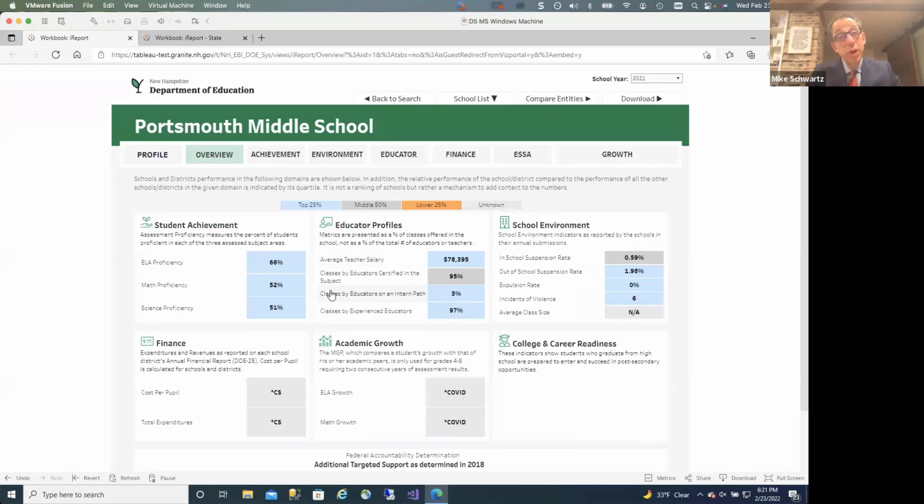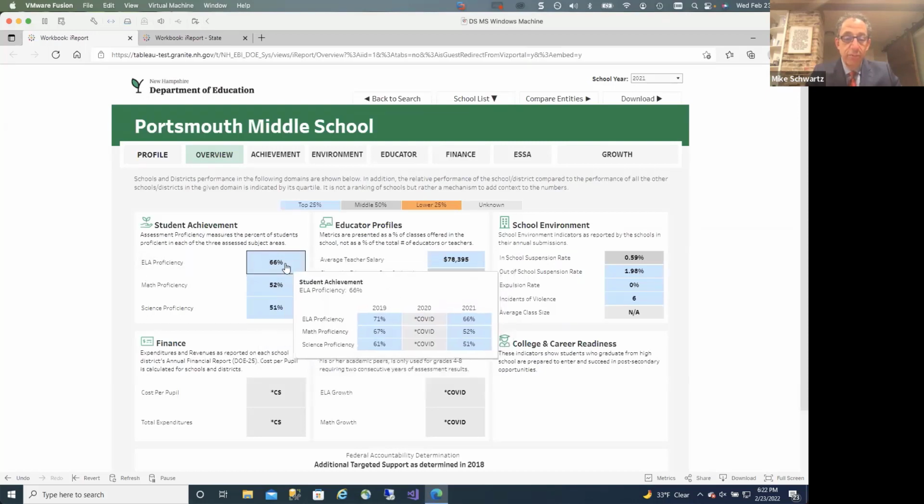You'll see common themes throughout the system. One thing you'll see is that color is meaningful. In this case, light blue means you're in the top 25% within the state. Gray means you're in the middle 50%, and yellow means you're in the bottom 25%. What that's showing us here for ELA proficiency is that 66% of the students are proficient in English in Portsmouth Middle School. Again, we're using the state assessment test to measure proficiency. And it's saying that they're in the top 25%. So having 66% of your students proficient is in the top 25% of all schools in the state.